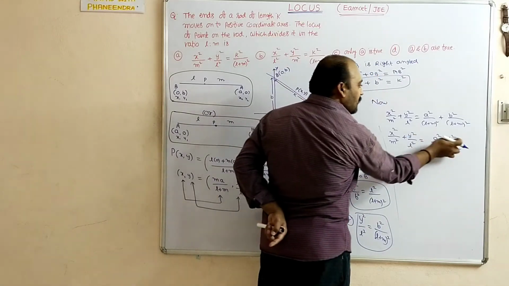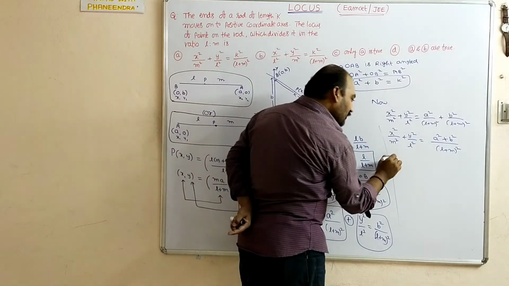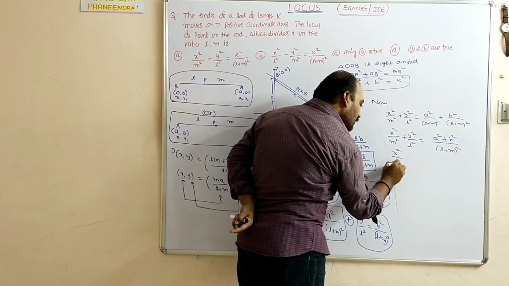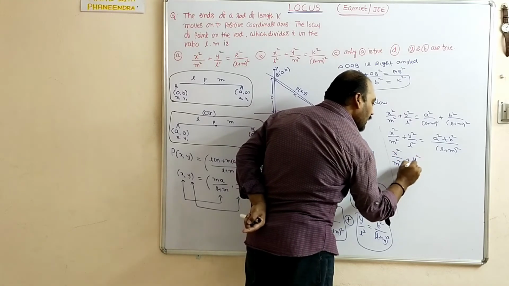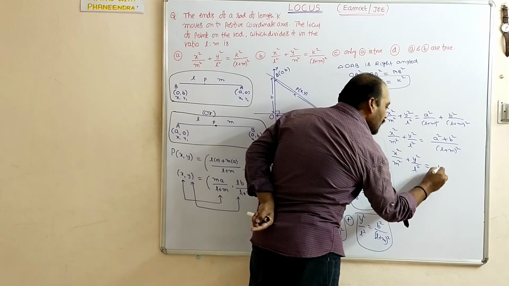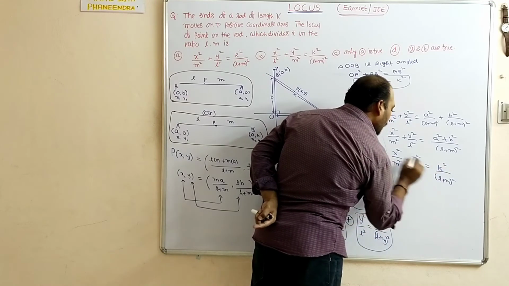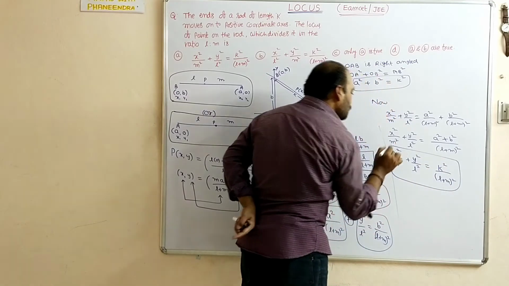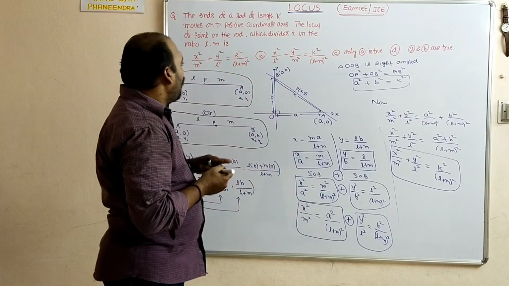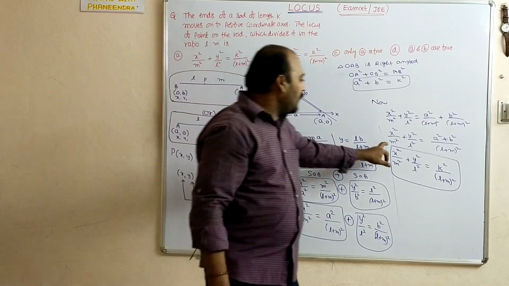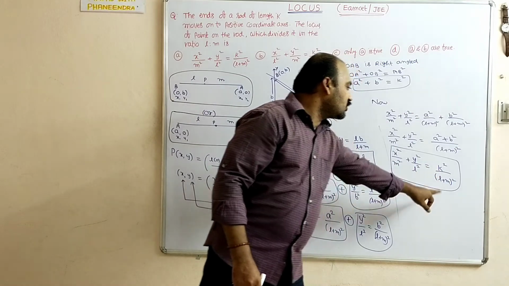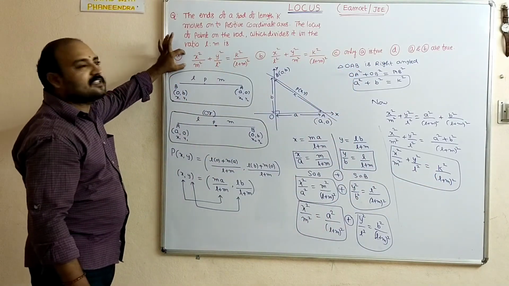What is a square plus b square? That value is K square. Therefore x square by m square plus y square by L square is equal to K square by (L plus m) whole square, which is the required locus. See here, among the options, x square by m square plus y square by L square equal to K square by (L plus m) whole square, it is there in the first option.